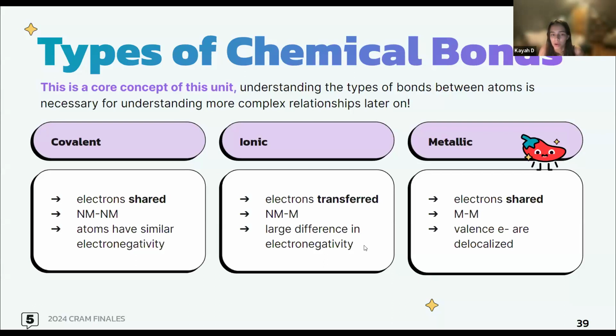The next kind of bonding is ionic bonds. In ionic bonding, you have electrons transferred, and this happens between non-metals and metals. That's because of the very, very large difference in electronegativity between metals and non-metals.